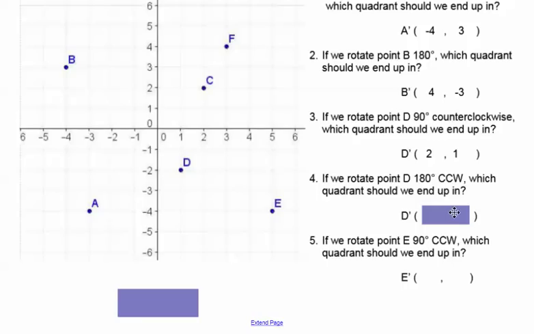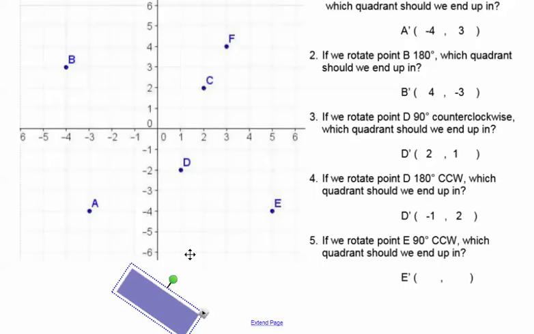Left 1 would be -1 for x, because remember x comes first, and then up 2 would be positive for your y. If we actually plotted that, it would be right there, and we would call that D prime. So we can either plot it or we can get our actual coordinate.